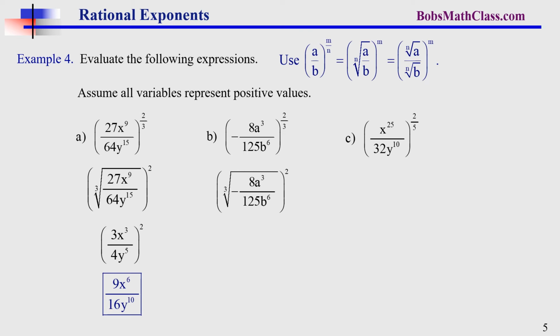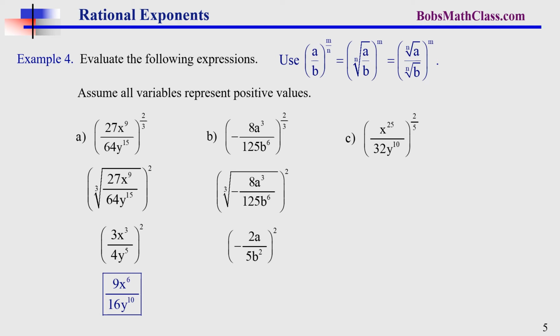All right, cube root of 8 is 2, and then divide 3 into 3. Cube root of 125 is 5, and then 3 into 6 is 2. And because it's a negative, our answer will be a negative, because negative times negative times negative will give you a negative.